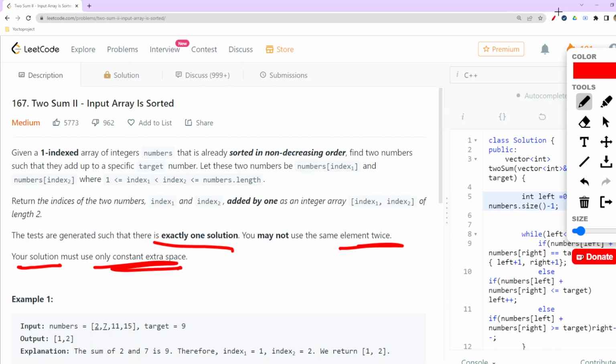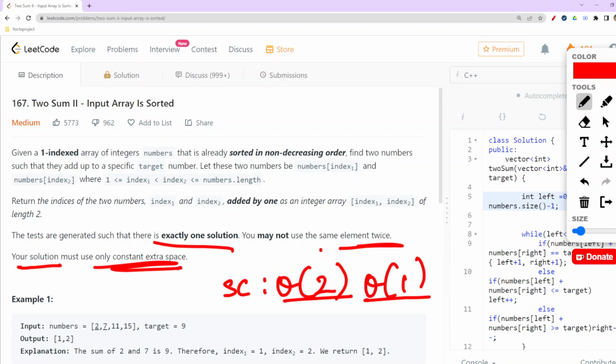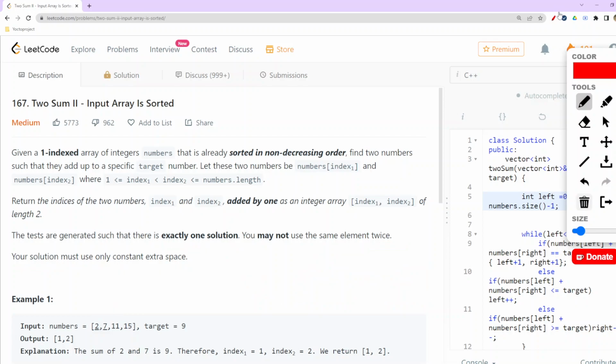So constant extra space here simply refers to the fact that whatever space complexity we would be using for our data structure should be of the order of 2, or rather we can say order of 1 only. 2 here basically refers to the fact that only 2 integers are required to be stored, not more than that. So that's the thing which they wanted to convey. So this was the question explanation.